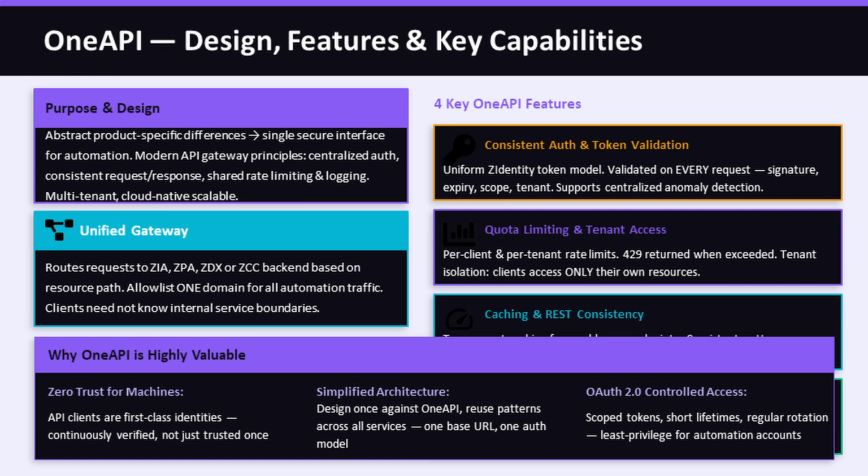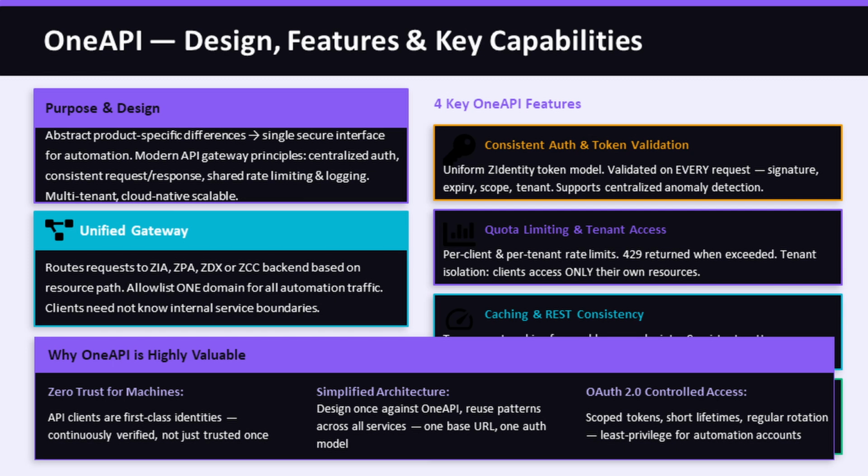This means your automation code doesn't need to know about Zscaler's internal service topology, and Zscaler can evolve backend services without breaking your integrations. The 4 key features you need to know for the exam are these. Consistent authentication and token validation. Every request is validated against a token issued by zIdentity, checking the signature, expiry, scope, and tenant association. This supports centralized anomaly detection.